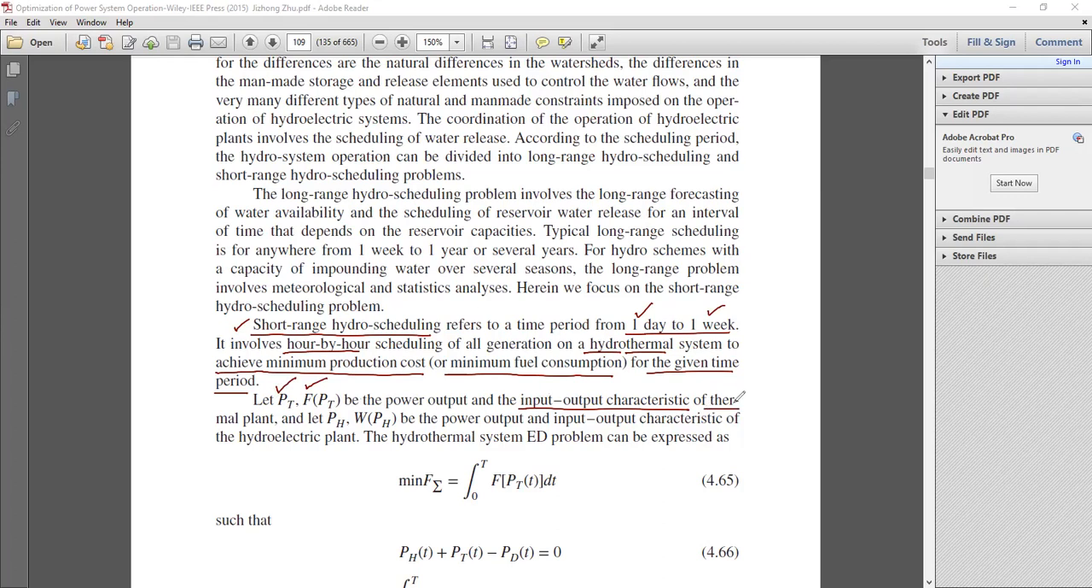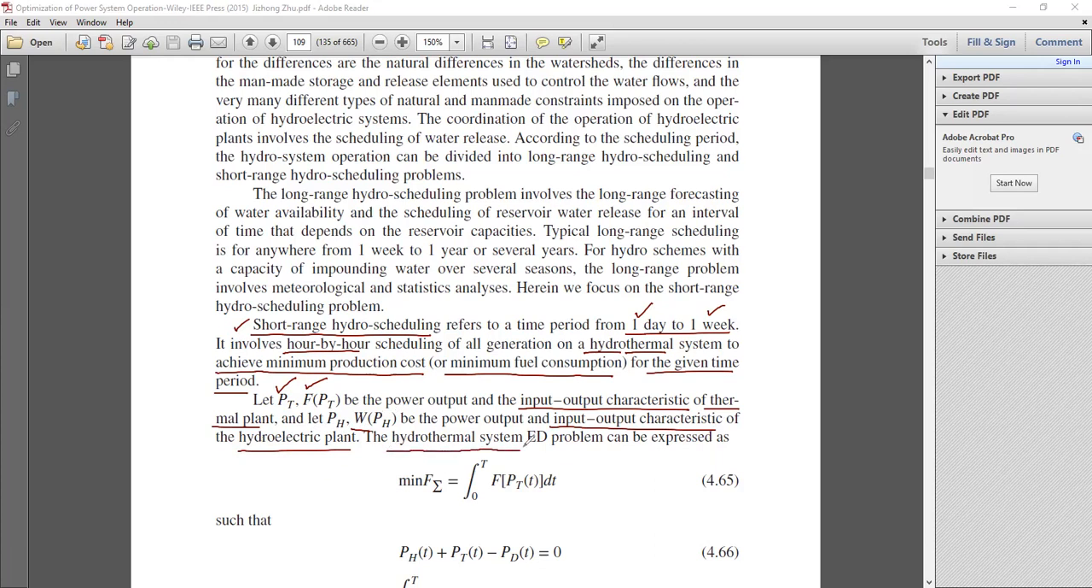So we have one thermal plant, and we have a hydro plant where the hydro output is represented by PH, H for hydro. And remember, in the ELD case, I repeat, we are only dealing with real power. There are no reactive power cases, all are real powers. W of PH is again some form of input-output characteristics of the hydroelectric plant. So you have PT, F of PT, PH, and W of PH. W stands for water or hydro.